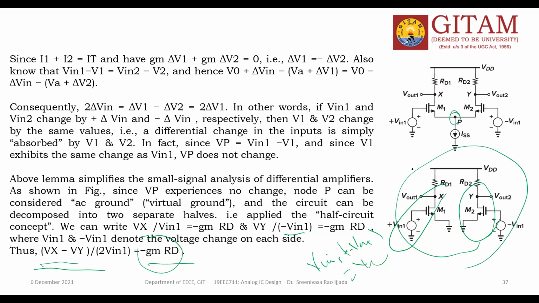As long as Vp does not change because of the changes at the two sides, this looks like a ground. So make this ground and divide this into the two parts. Simply you can find the ratio of the output to input voltage here and here. Then you can take the difference. So then you got this one. Earlier in method 1, you got the same thing here also.